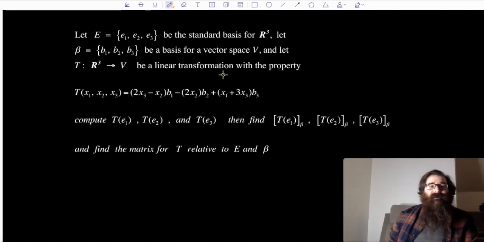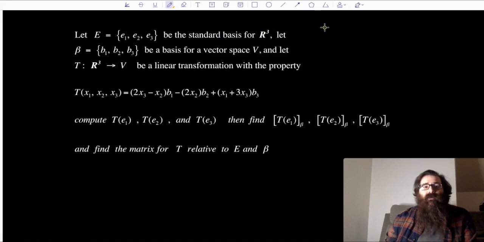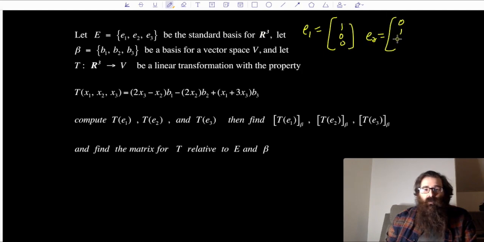Let set E, capital E, be the set containing e sub 1, e sub 2, and e sub 3, the standard basis for R3. And you know how these vectors look, right? e sub 1 is the vector (1, 0, 0). e sub 2 is the vector (0, 1, 0). e sub 3 is the vector (0, 0, 1). So, the standard basis for R3. Standard basis is very convenient.